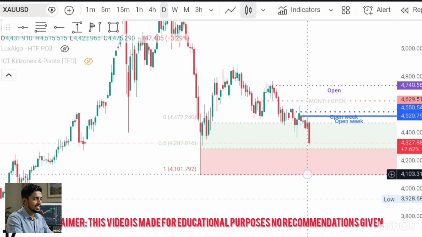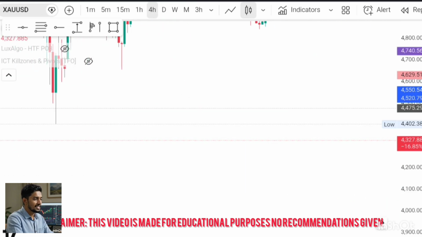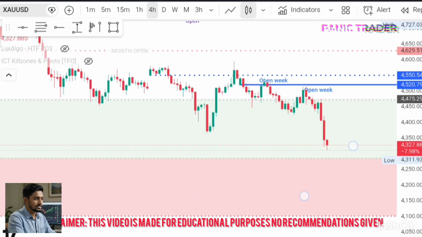$4,100, below $4,100 there will be a good buying. Until then I will try to scalp with the selling. No proper bullishness in gold. Structure also will be negative.